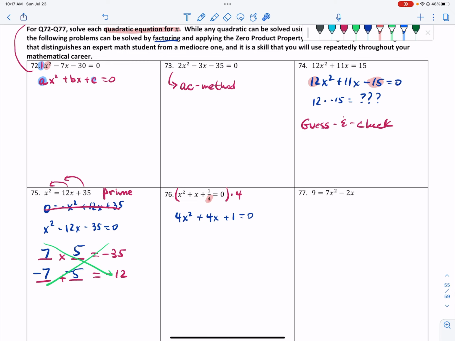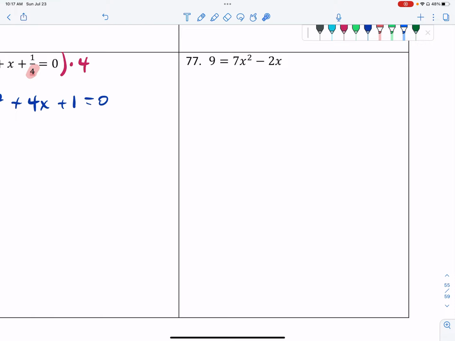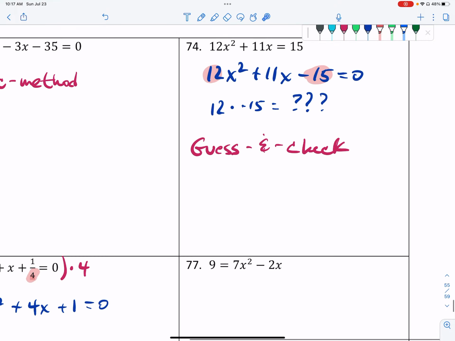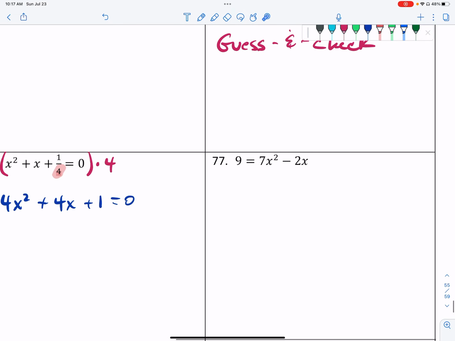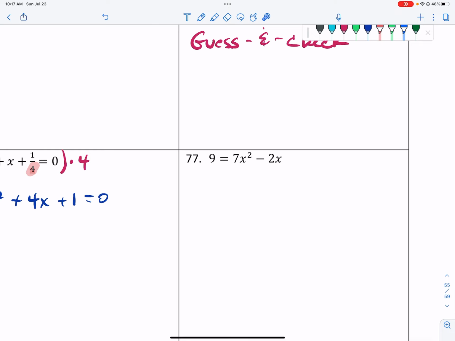And then that brings us over here to question 77, the last quadratic. It has a 9 on this other side, and it's sort of like 74 and 75, in that it's not equal to 0, but it's a pretty easy thing to do to get this equal to 0. I'm just going to subtract the 9 over to the other side: 7x squared minus 2x minus 9.